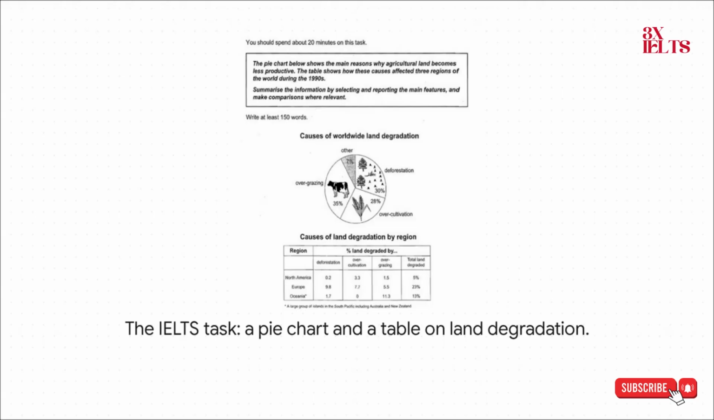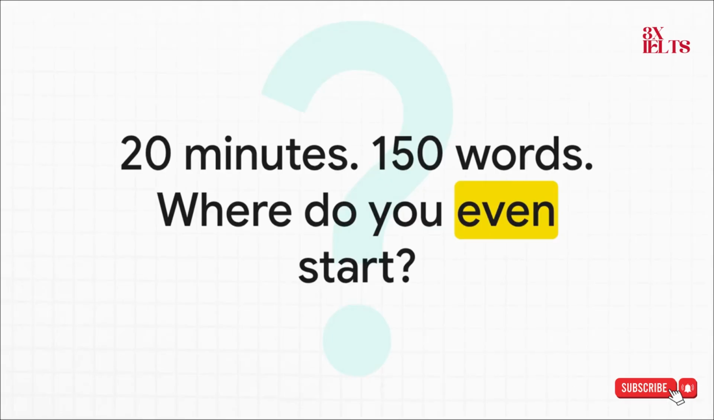Okay, so picture this. It's test day, and this pops up on your screen. You've got a pie chart over here showing what's causing land degradation all over the world, and then bam! Right next to it, a table that breaks it all down for 3 specific regions. There is so much data to look at, and you can almost hear that clock ticking. And that's the big question, isn't it? Where do you even begin?